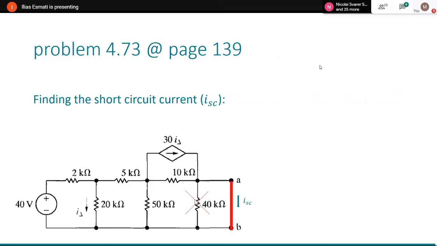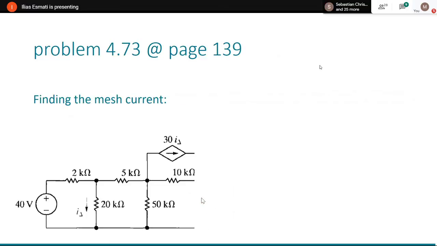So for the current, this is as if there is no resistor. Yeah. So we can say, fine.